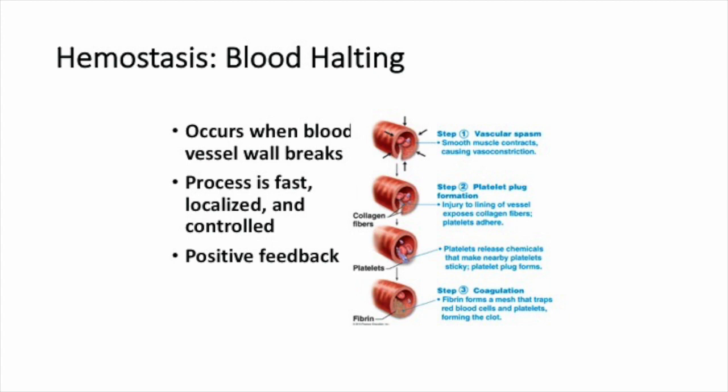Now, we said that platelets are really important for stopping blood flow, for blood clotting. And so we refer to this process as hemostasis, blood halting or stopping the blood flow. And it's really, really fast, obviously, because you don't want to bleed to death. And it's very localized. So obviously, if damage has occurred to a blood vessel in your finger, the response is going to be local to where the damage is. And this is one of very, very few examples in the body of positive feedback.